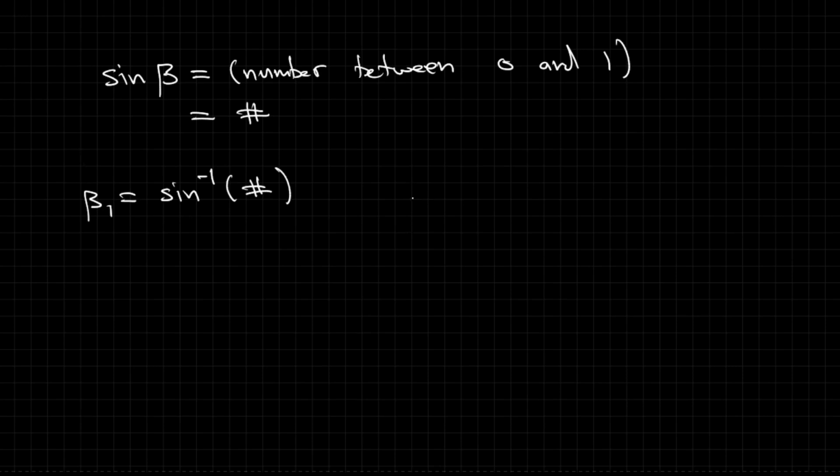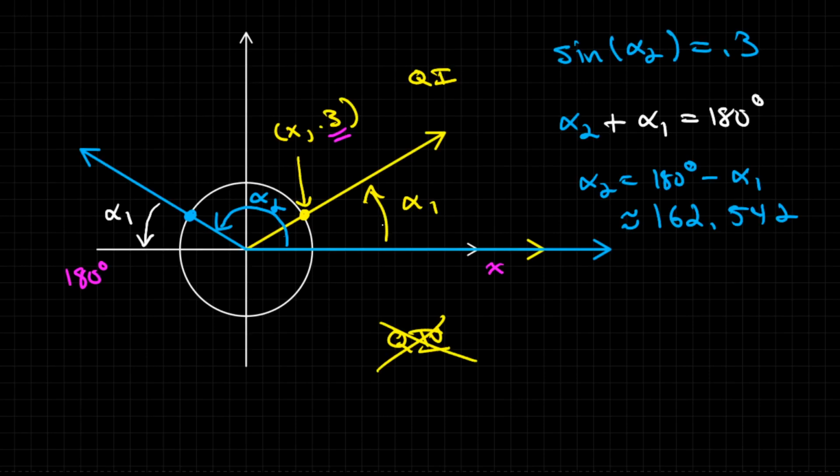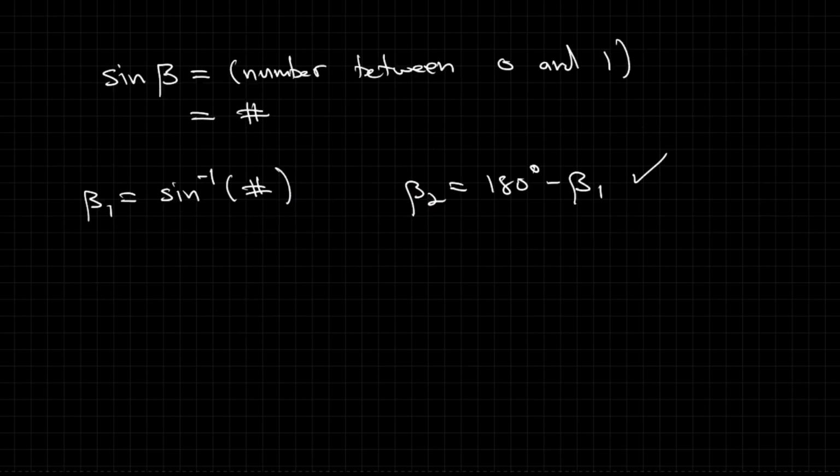But then there's another solution here, this beta 2, which is 180 degrees minus beta 1. And this here, remember, comes from the fact that you have this drawing which indicates that there's a solution in the second quadrant with reference angle alpha 1, or if you're using betas, beta 1.